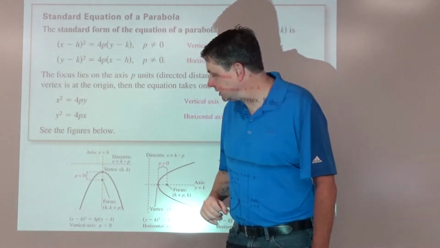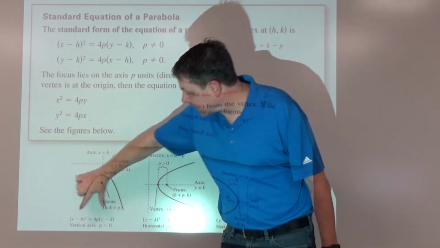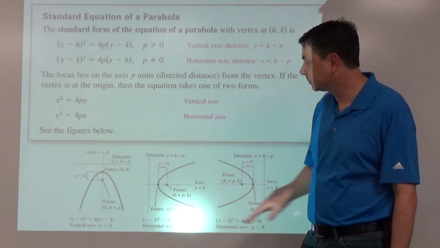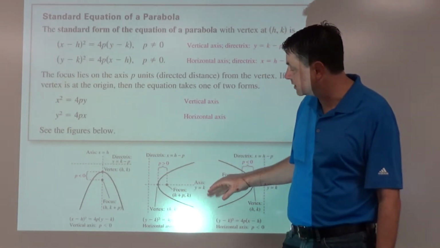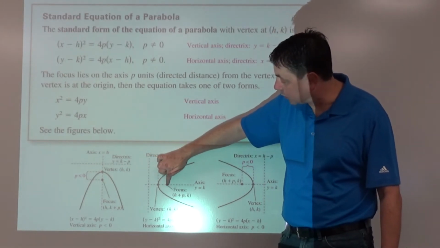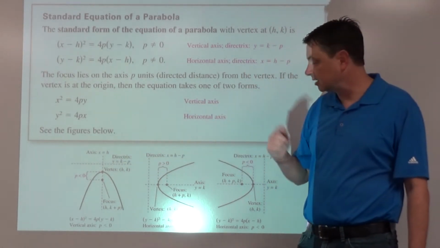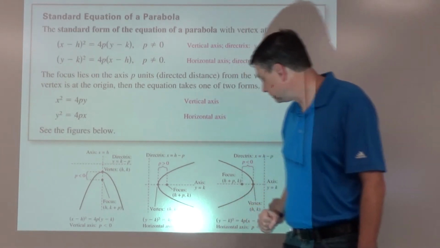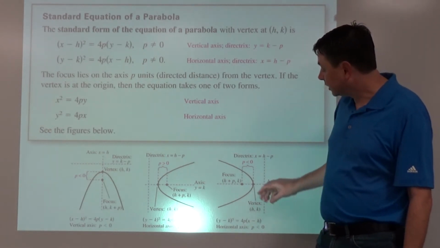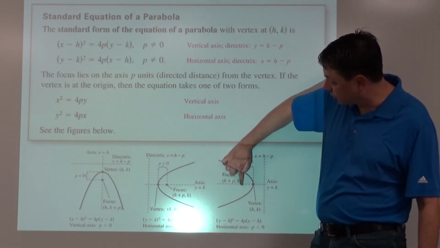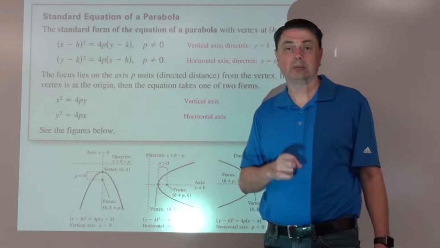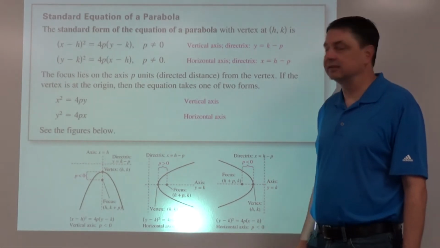We've got opening down, so p is going to be negative. x is being squared because we've got the normal vertical axis of symmetry. Here we've got a horizontal axis, so y is being squared. And the distance from the vertex to the focus going to the right is positive, so p is positive. And horizontal, so y is being squared. The distance from the vertex to the focus is going left, so that's a directed distance that would be negative. So p is less than 0.